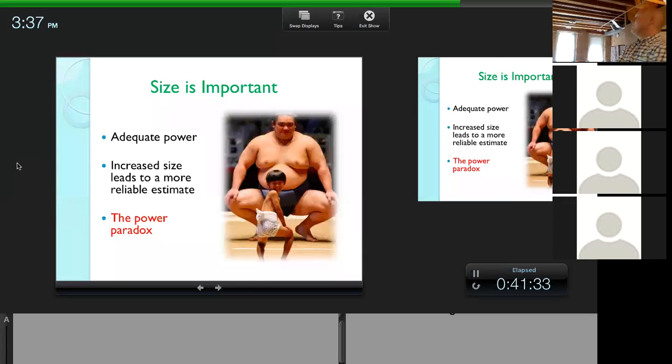We've said that size is important. We need nice big studies to be able to detect differences if they're there. Increased size leads to a more precise, reliable estimate, but of course, we have the issue we've already touched on, that small published trials are more likely to show big, significant effects, and that's a publication and reporting bias issue.